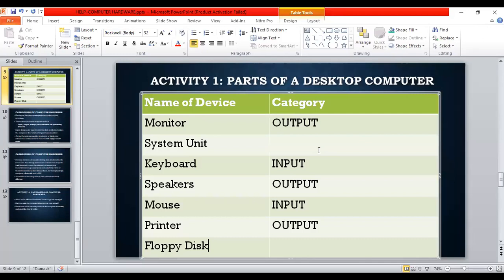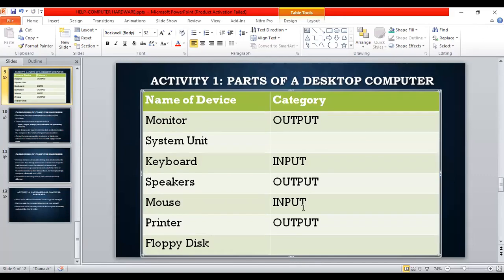I don't remember who submitted something about the system unit. Where do we position the system unit? I've also added something else down here, a floppy disk. I want to find out whether members know what a floppy disk is.